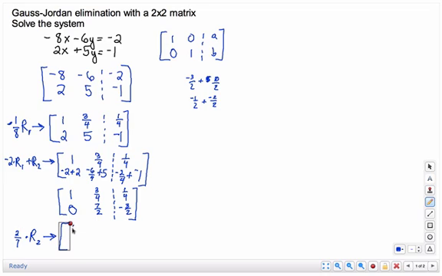So row 1's going to stay the same. We're not doing anything to it. And so 2/7 times 0 is 0. And then 2/7 times 7 over 2, that gives us 1. And then 2/7 times a negative 3/2. So I'll put that over here for us. 2/7 times a negative 3 over 2. You can see the 2's will simplify. And that gives us a negative 3 over 7.